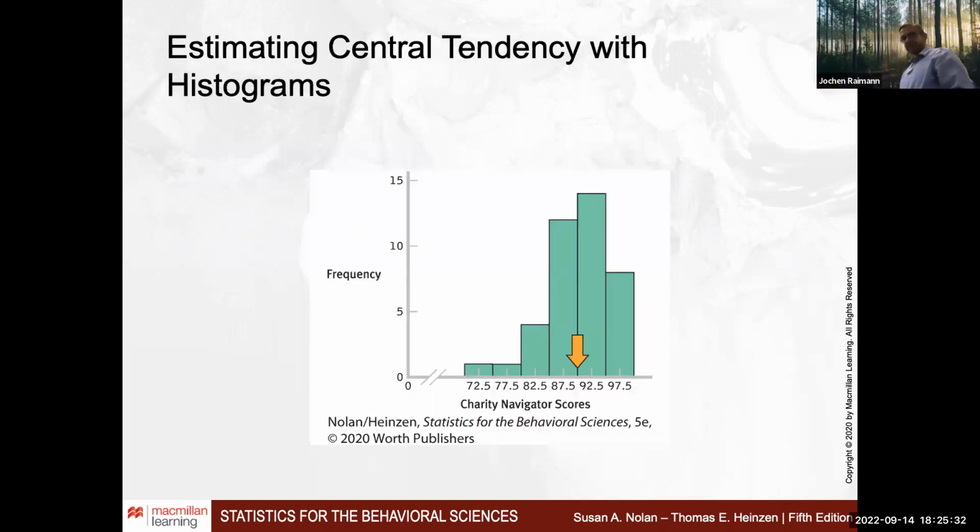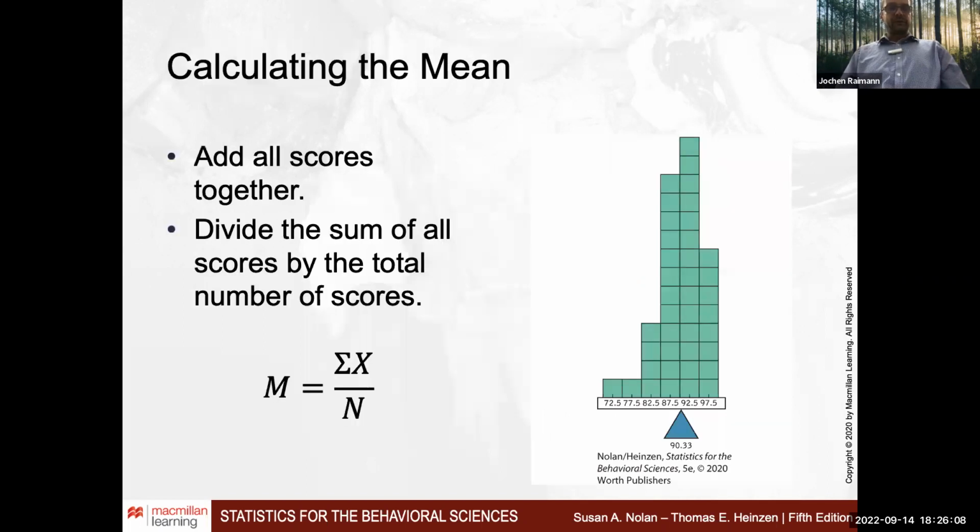If we estimate the central tendency, we're doing that here on the histogram. The data is from the so-called Charity Navigator score, which I don't know how it's being calculated, but it's a separate entity that goes through the budget, the marketing strategies, et cetera, of nonprofit organizations, and gives them a score from 0 to 100. This is the data we'll be working with today, and it is on your Canvas module 5 to download.